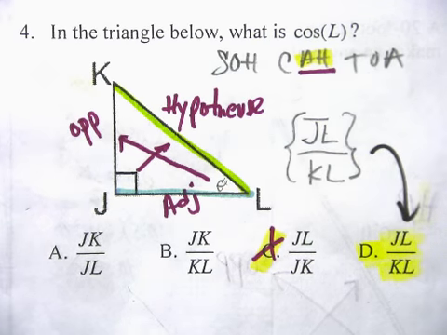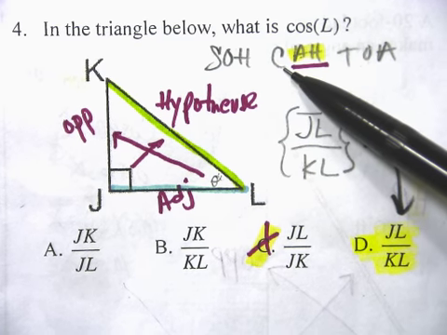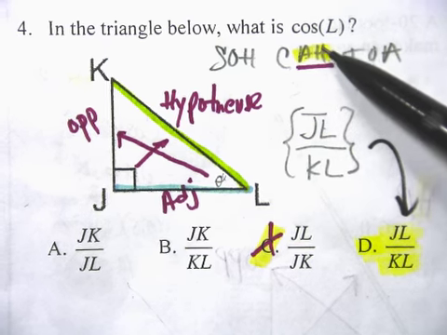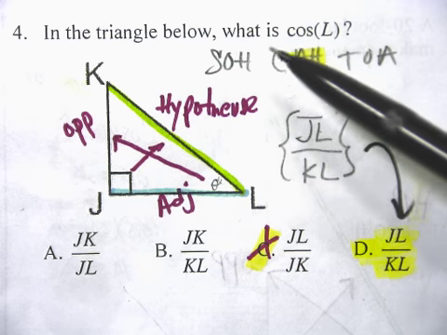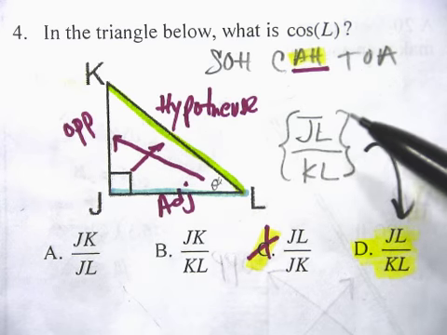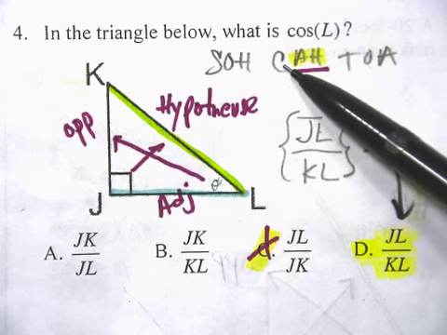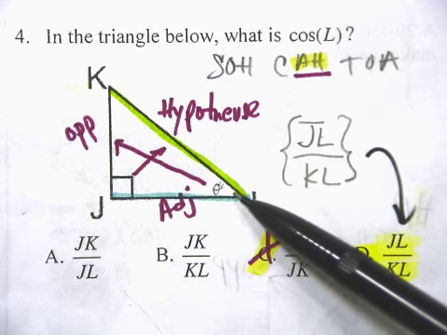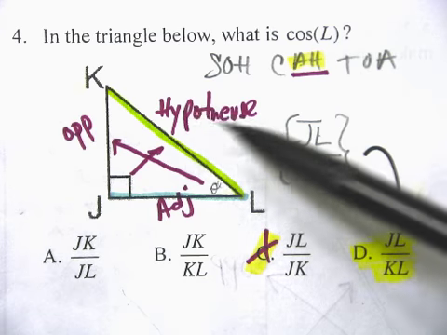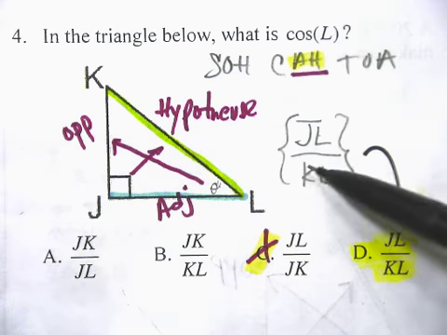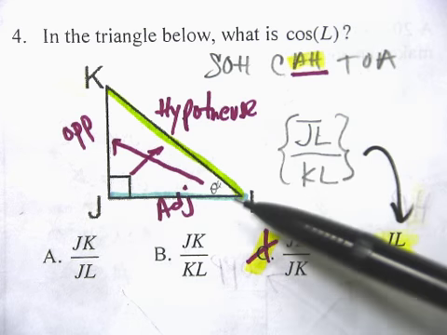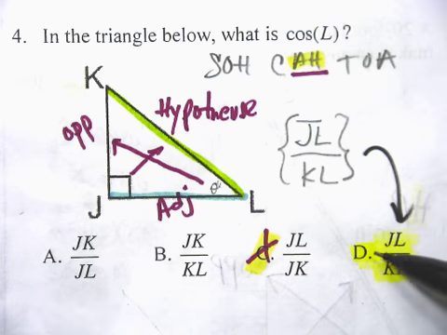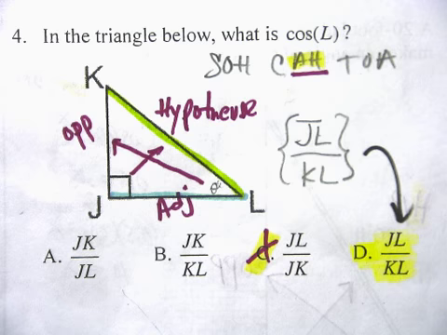Well, remember, you have your 3 trig functions, SOH CAH TOA. Well, the cosine function tells us that we do what? We take the adjacent side over the hypotenuse. The adjacent over the hypotenuse. That's what the cosine tells me to do. That's why you remember SOH CAH TOA, because it helps us remember the relationships of the sides. Well, if the cosine tells me that it's the adjacent over the hypotenuse, well, here's my adjacent side, which is JL, and I put that at the top there, over my hypotenuse, which is KL, and that goes in the denominator. So JL over KL. Adjacent, JL, over hypotenuse, KL, which is choice D.